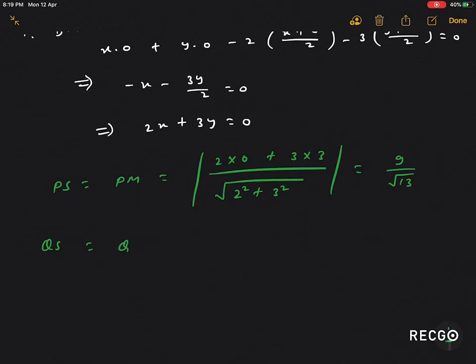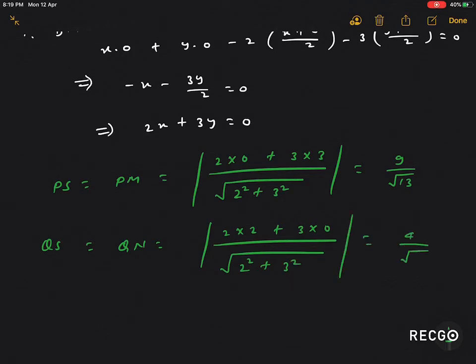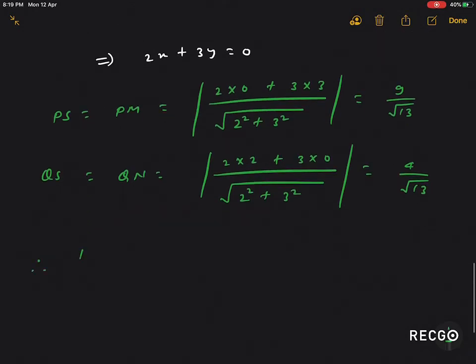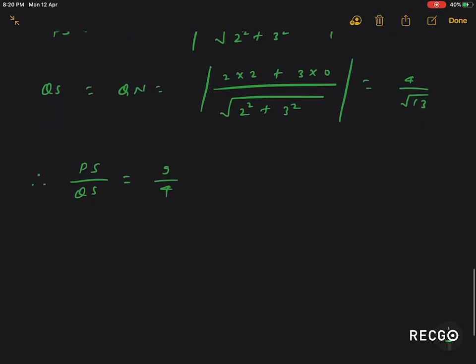And if we are going to find distance of point Q from S, then let us draw a perpendicular from Q to the directrix, that is Qn, and the point Q is (2, 0). So again, if we find QS, that is equal to Qn. So QS should be equal to Qn, and again using the formula of the perpendicular distance of a point from a line, we obtain that QS is equal to 4 by root 13.